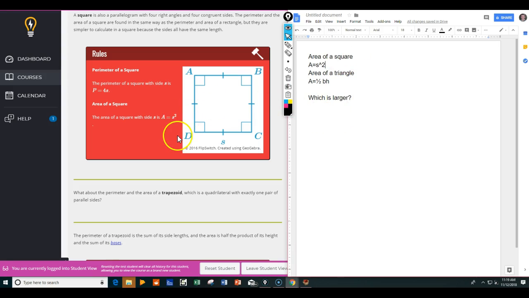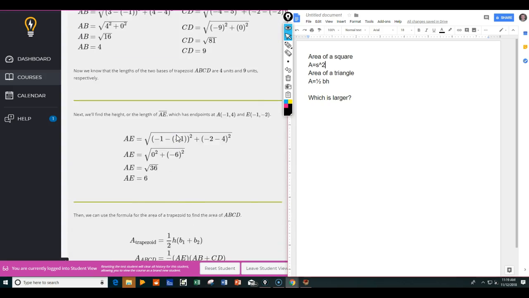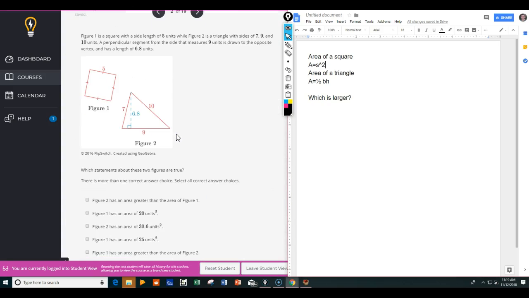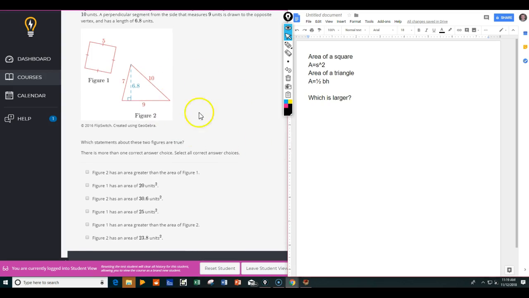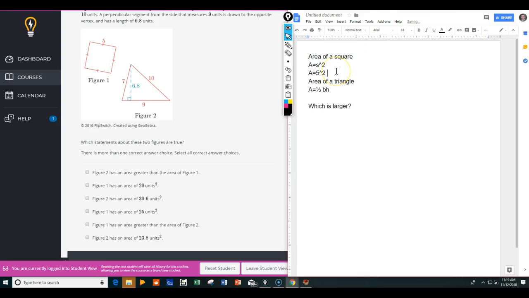So now that we know that, let's go back through, plug in some numbers, and use our calculator to figure out the area of the square and the area of the triangle. So right here, our side is equal to 5. So area is equal to 5 squared. We would come over to our calculator, 5, hit the x to the y, because that takes it up to the exponent of 2. This is 25. So that is equal to 25 units squared.